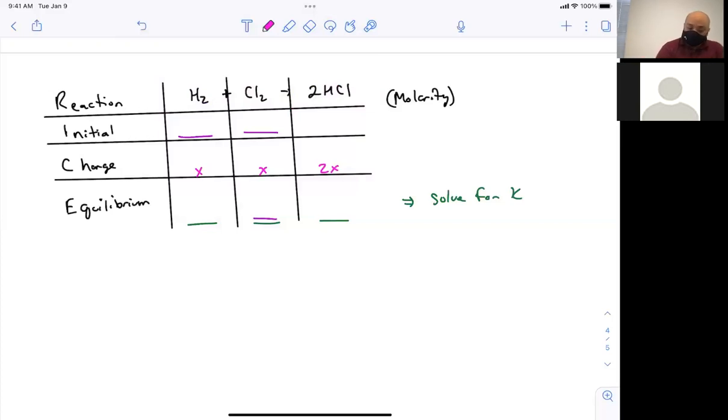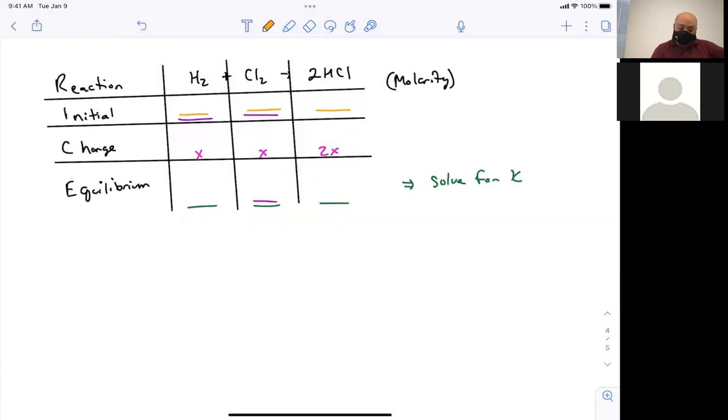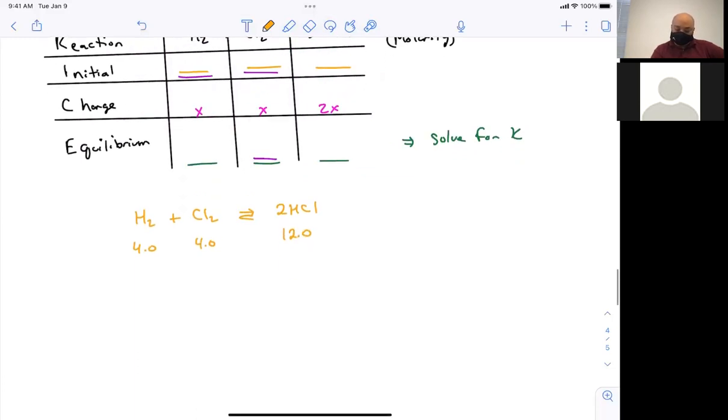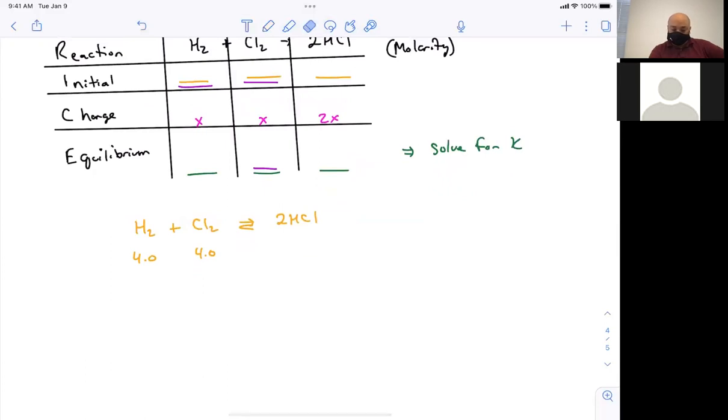Okay. Now, the third scenario is you have only your orange lines. You have just initial values, and that's where it becomes a little bit more challenging, okay? Because when you have initial values, I'm going to set up a problem here. Let's say we have 4.0, 4.0, and 12.0. Actually, we'll say 0 here. And we know K is equal to 25.